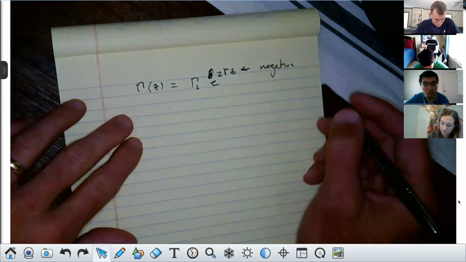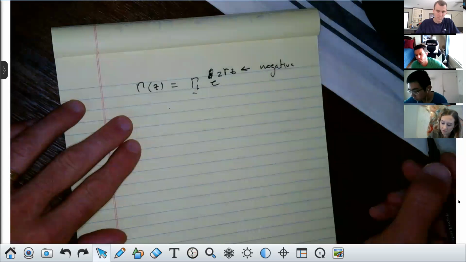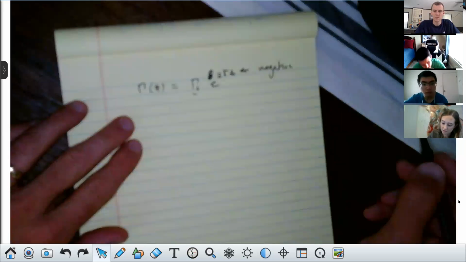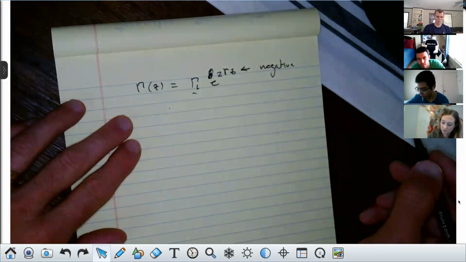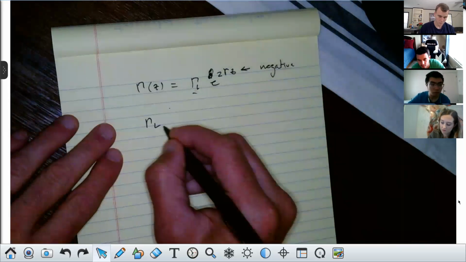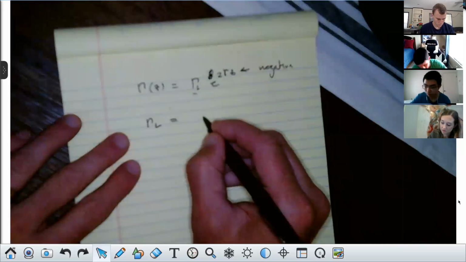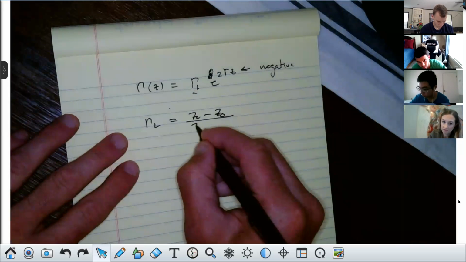Everybody follow me? How to get gamma L, right? Professor, could you go back to the definition of gamma at the load real quick? Yep. Gamma of the load is equal to ZL minus Z naught over ZL plus Z naught.